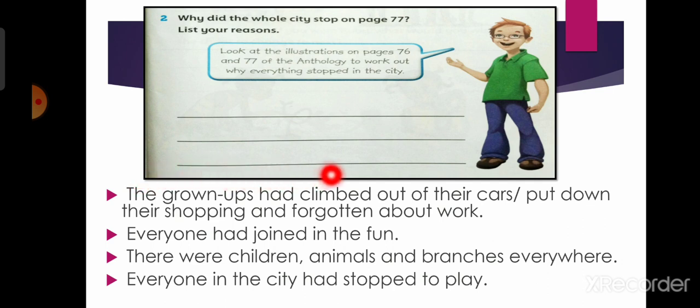The grown-ups had climbed out of their cars, or the grown-ups had put down their shoppings and forgotten about work. Everyone had joined in the fun. There were children, animals, and branches everywhere. Everyone in the city had stopped to play. You have to list the things, writing a different reason on a new line. You have three lines here. You may write here two or three reasons. Okay?